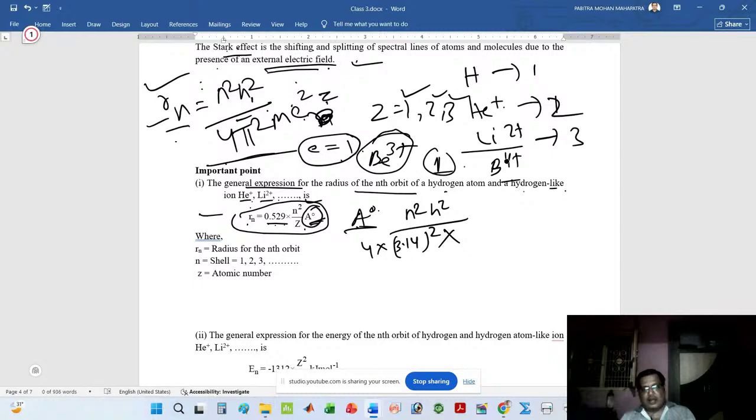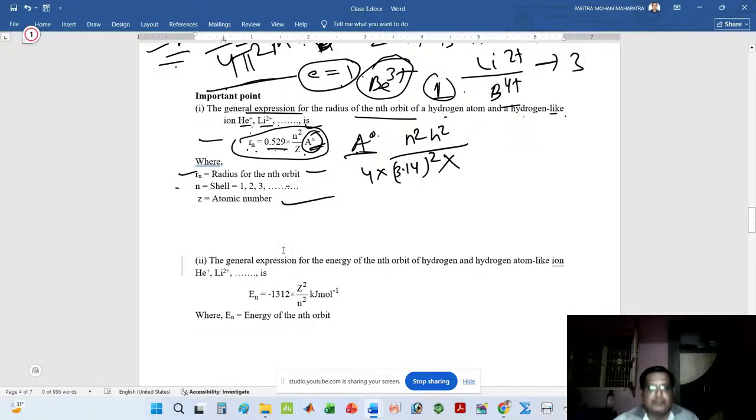So we can say the hydrogen atom and hydrogen-like ions, that is He plus, Li2 plus, Be3 plus, B4 plus, and other such species. The short formula derived from the main formula is Rn is equal to 0.529 into n square by Z angstrom. Here Rn is the radius of the nth orbit, n is the shell, that is 1, 2, 3, and Z is the atomic number.